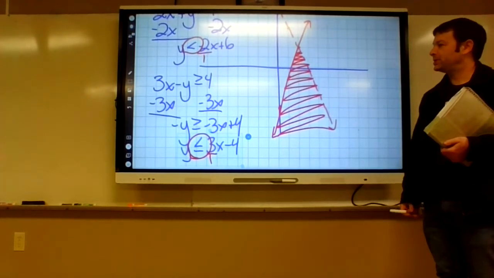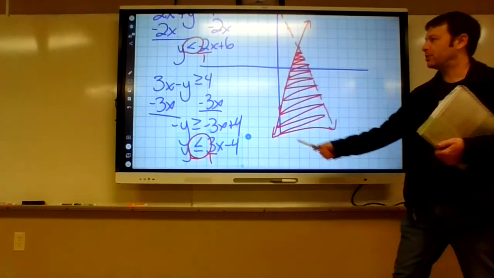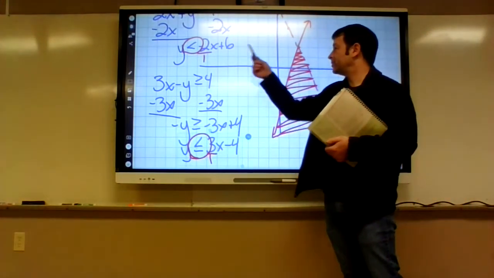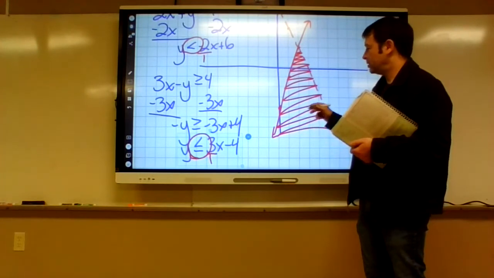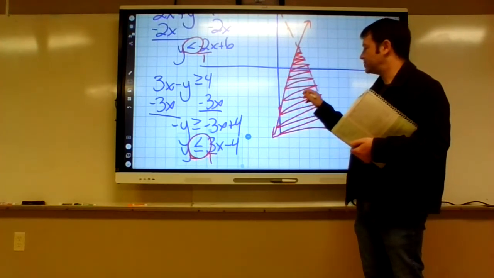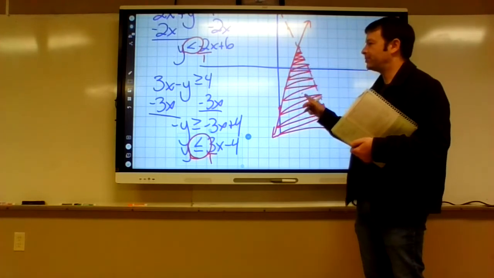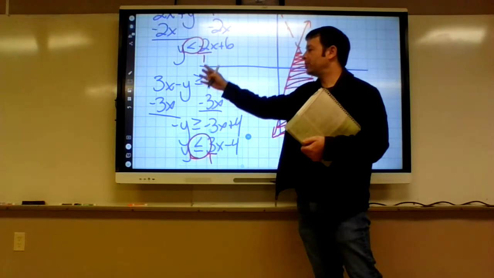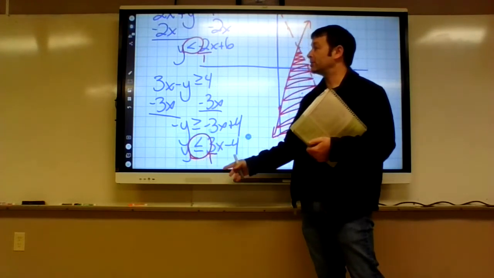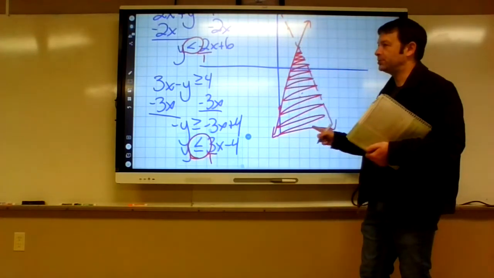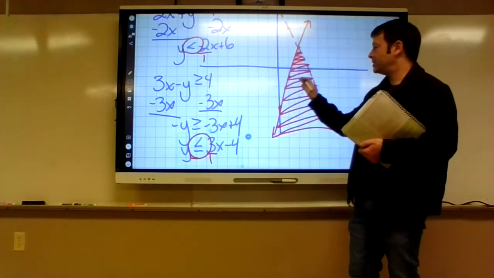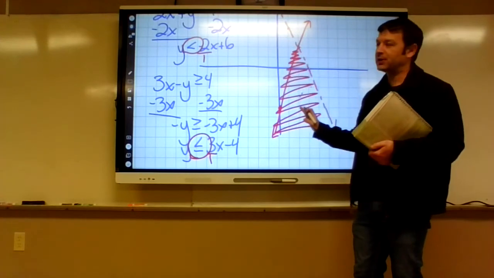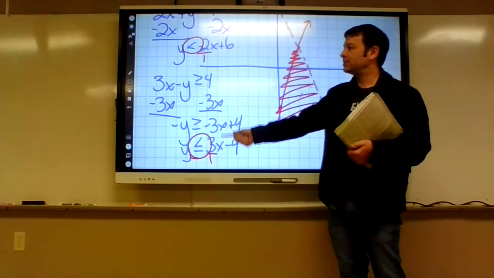What does the shaded region have to do with those inequalities? Any point in this shaded region, like (2, -3) for example, if I plug that into both of these inequalities, it's going to work. Any random point you choose in the shaded region, if you plug it into both of these, works. So the shaded region represents all the answers that would work for these two.